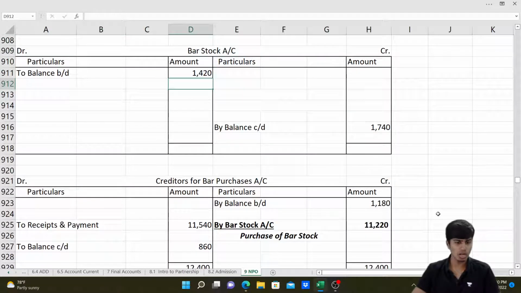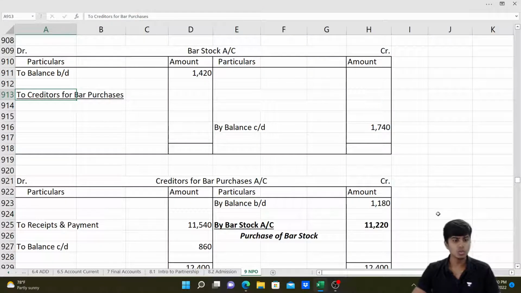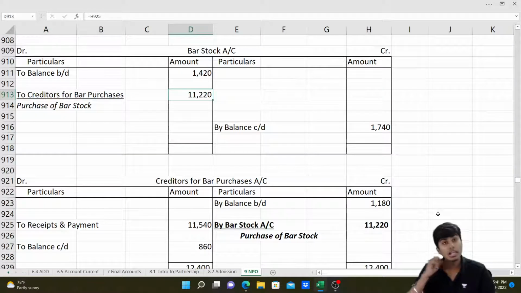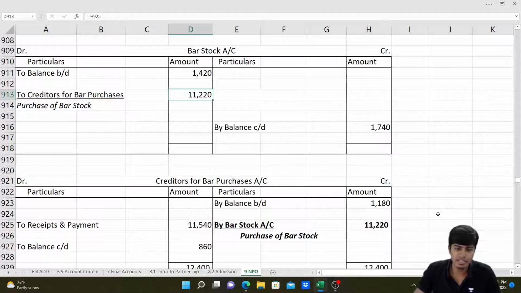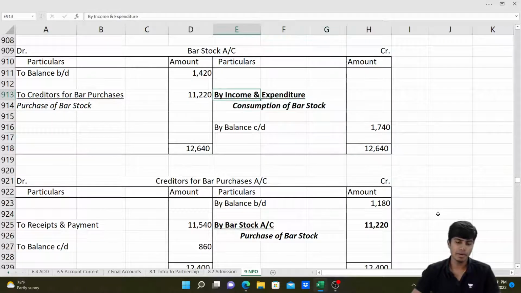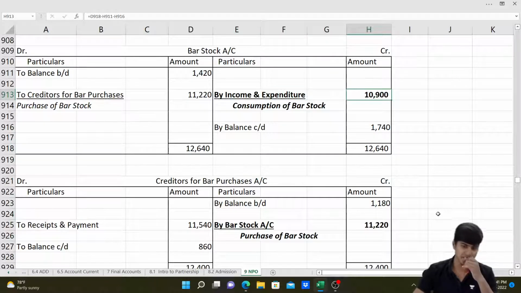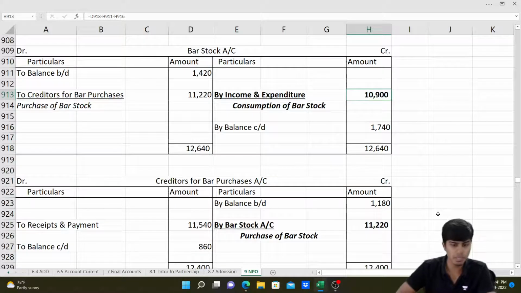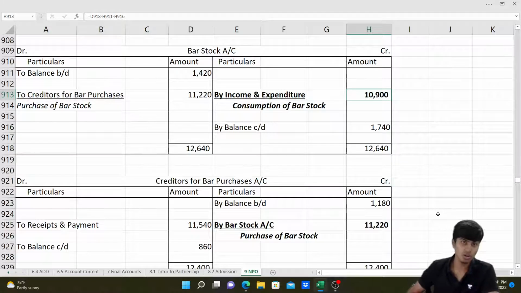So this 11,220 being purchases, I'll now post this to my stock account. So come to my bar stock account. On the debit, I will write to creditors for bar purchases. That is purchase of bar stock 11,220 rupees. Got it? Then what do we have after that? Now we can close our bar stock account. How? 1,420 was there at the beginning, 11,220 was purchased, total will come to 12,640. And if I write the same 12,640 on the credit, after deducting 1,740, what I get by income and expenditure account, that is consumption, is 10,900.